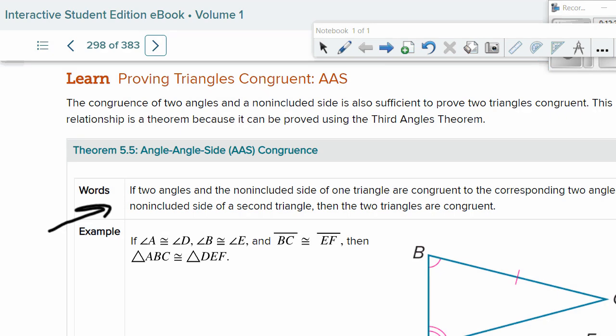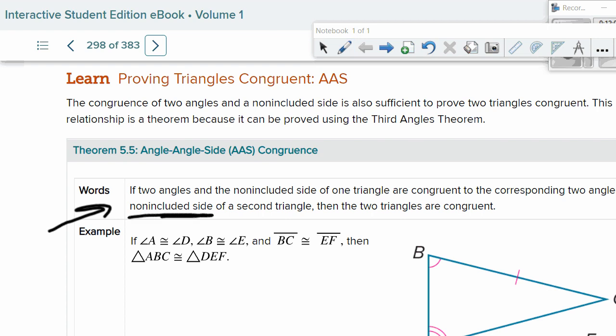Okay. This is the 4th triangle congruency that you should know now. It goes with side, side, side; side, angle, side; angle, side, angle. Now this one gets a little tricky because it could be looked at in different ways. But the big thing I want you to get is this statement, non-included side.